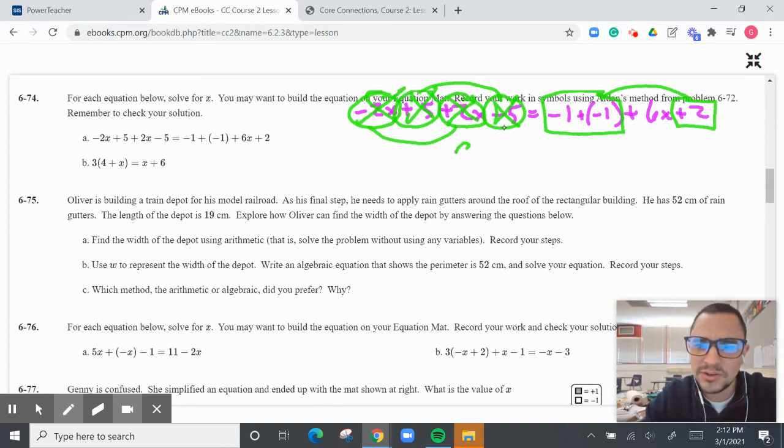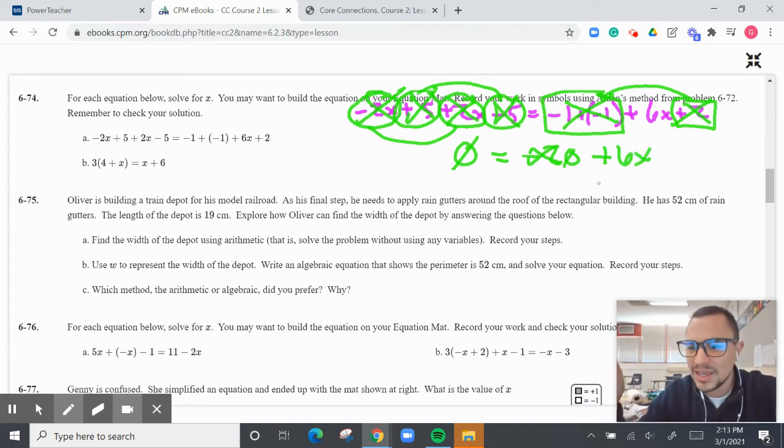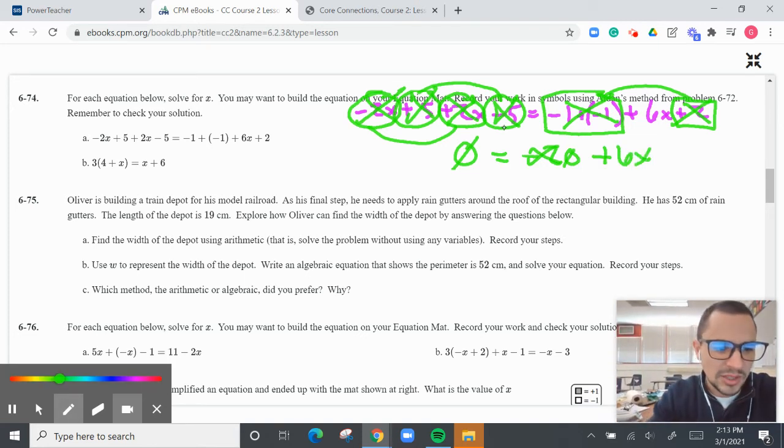So I'm left with 0 equals, that's going to be a -2. And then I have a +2 here, so that actually crosses out. So that's actually going to be a 0 as well. And then plus 6x. And that's it. I mean, like, that's as simple as it can get. So then what do we do next?